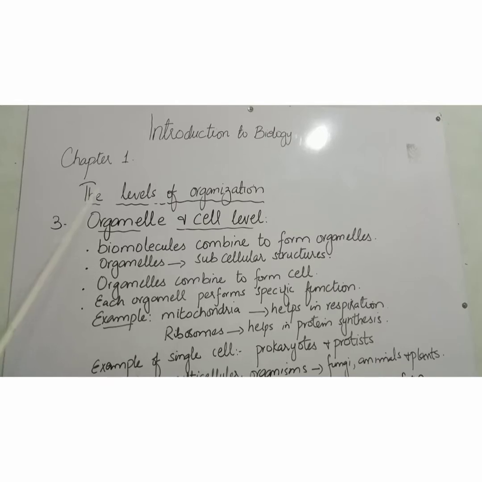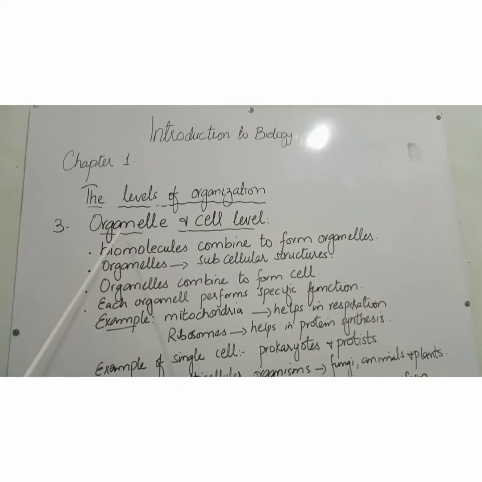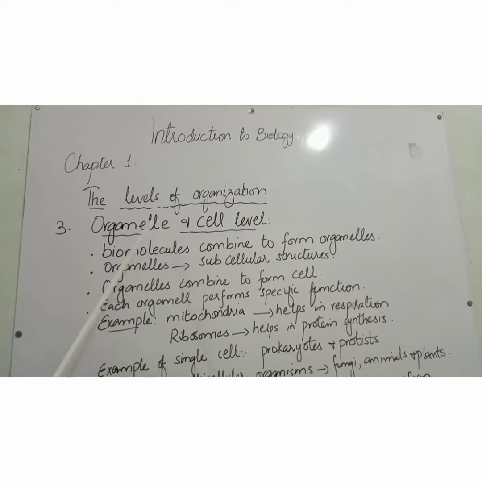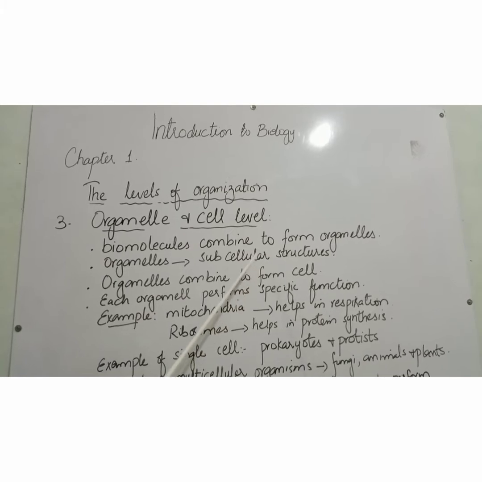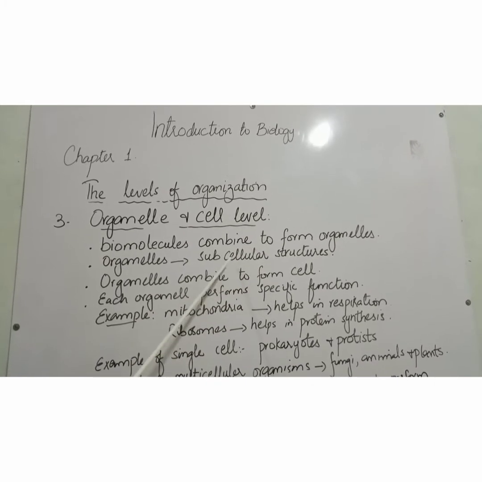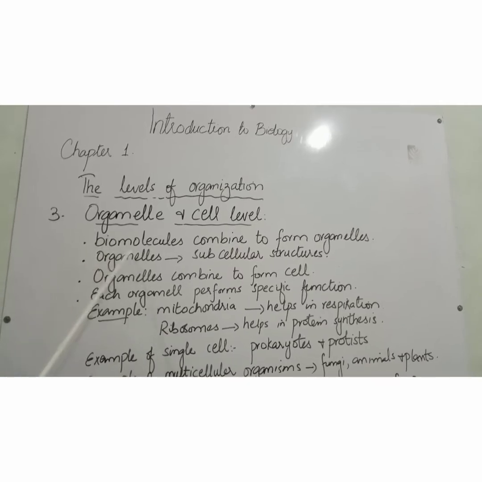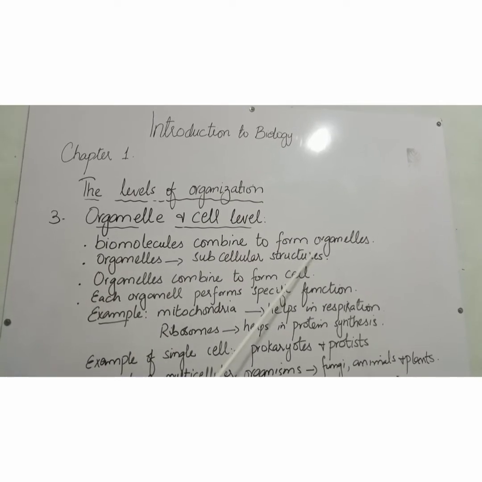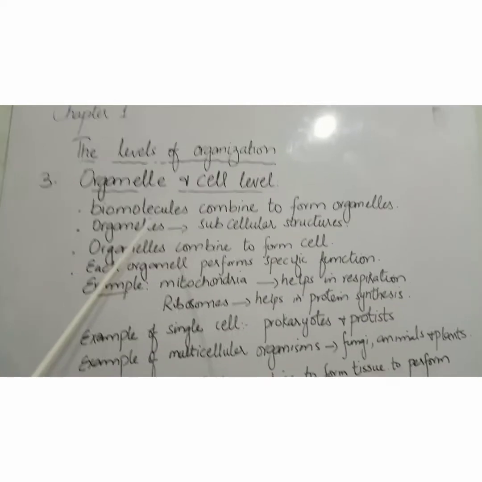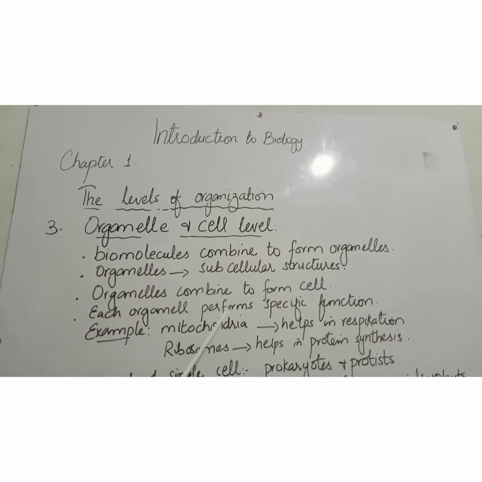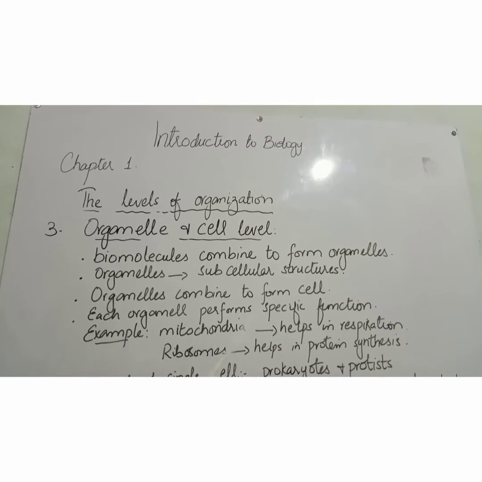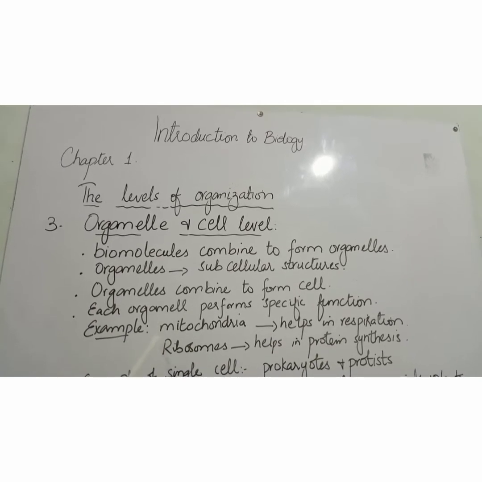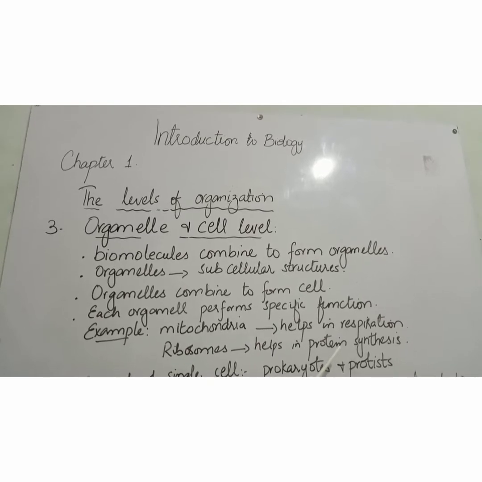Alright, students. Now, the third level of organization of living things is the organelle and cell level. What is an organelle? These are the subcellular structures, the small particles of a cell. The biomolecules in living things combine to form these organelles. Organelles combine to form a cell, and each organelle performs its own specific function. For example, mitochondria help in respiration, and ribosomes help in protein synthesis.